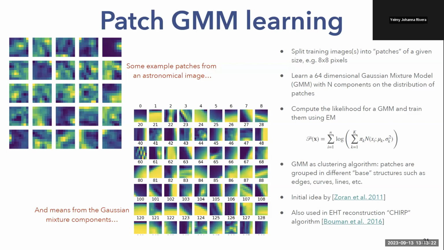So what we do is we split the training image, and this can be any astronomical image. Typically, it should have a good signal-to-noise ratio. We can split this into patches of a given size. In this case, I'm using 8 by 8 pixels. And then I learn a 64-dimensional Gaussian mixture model, so each dimension of the Gaussian corresponds to one pixel, with a number of components that I select. Typically, it can be 100 or 200, or in the literature, it has been shown that sometimes even 30 is enough.